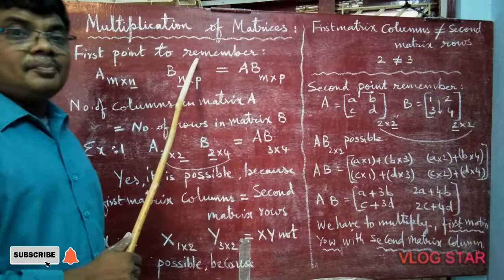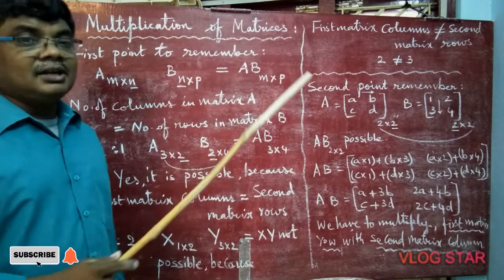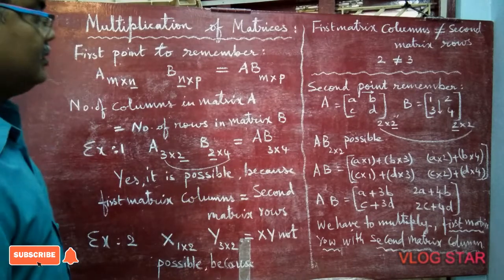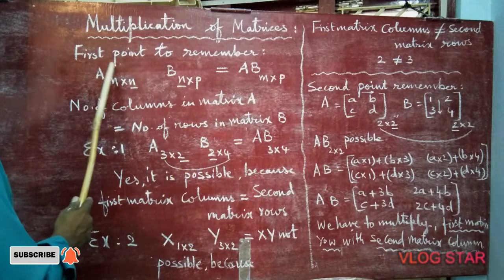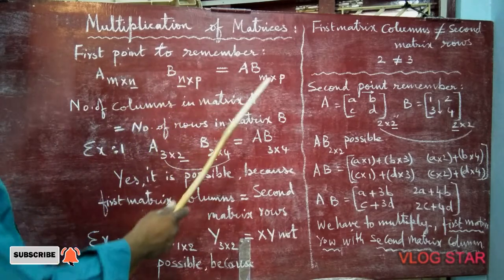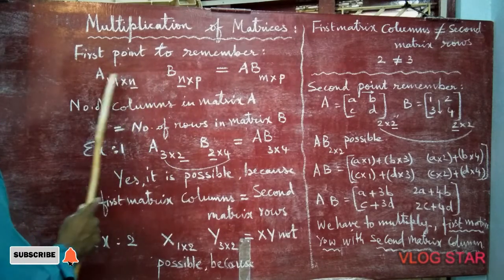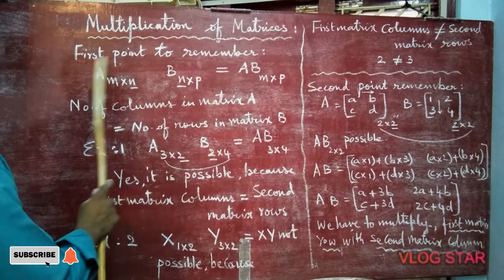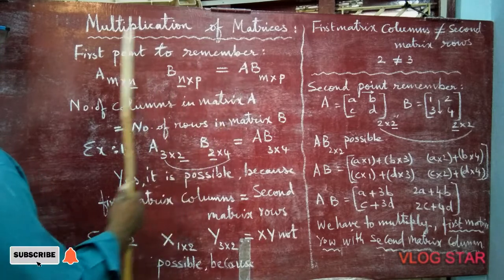This is the last topic of this matrices chapter. If you know how to multiply matrices, you are very good in matrices. The first point to remember, I have divided as points to remember. Here two matrices are there, A matrix and B matrix. We are going to multiply these two matrices, A into B is AB.